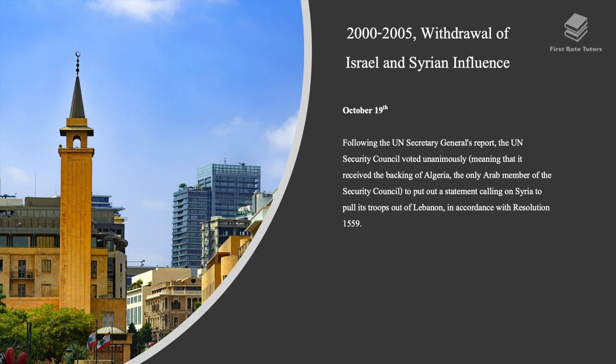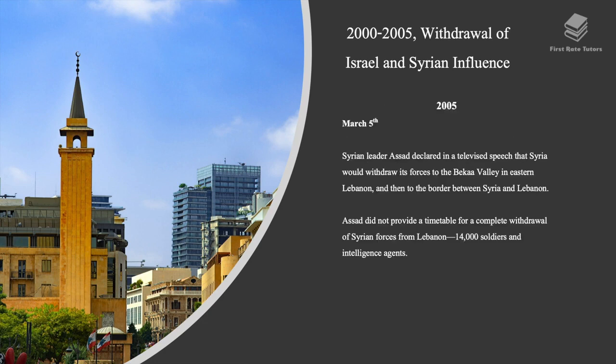On October 19th, following the UN Secretary-General's report, the UN Security Council voted unanimously to put out a statement calling on Syria to pull its troops out of Lebanon, in accordance with Resolution 1559. On March 5th, Syrian leader Assad declared in a televised speech that Syria would withdraw its forces to the Bekaa Valley in eastern Lebanon, and then to the border between Syria and Lebanon.